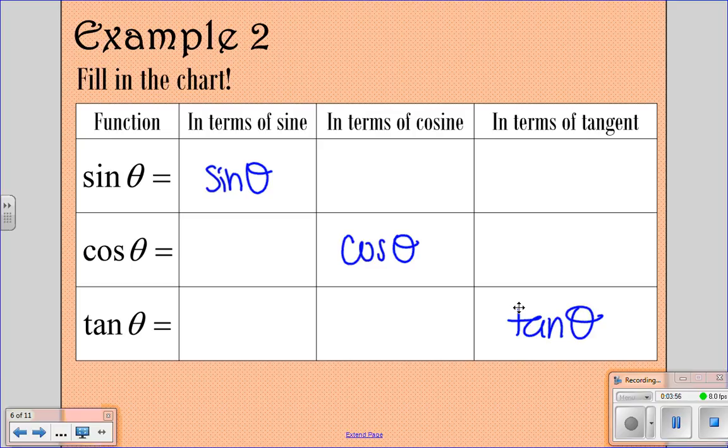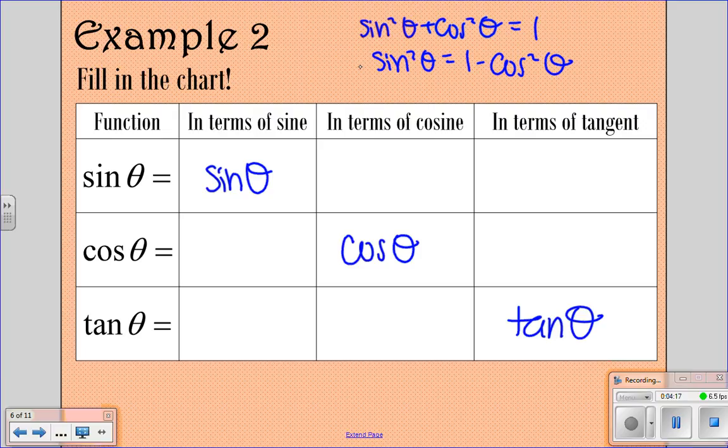Now for the other ones, for sine in terms of cosine, we know that sine squared plus cosine squared equals 1. So if we're solving for sine, then we want it in terms of cosine. Sine squared would be 1 minus cosine squared. And then to solve for sine, you would just take the square root of both sides. And so sine would equal the square root of 1 minus cosine squared.